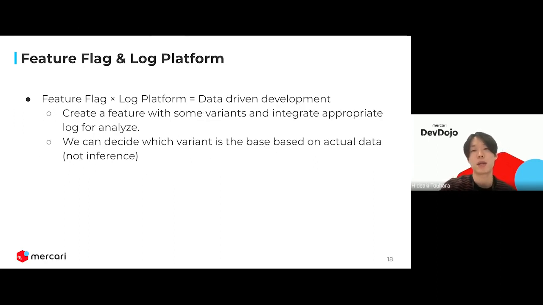And so combining these two, we are committed to a data-driven development process. So you create a feature, add some variants, and make sure that you're integrating an appropriate log for analysis. And then when we do new development, we don't decide things like, oh, this doesn't look very good, but we can actually take a look at logs and data, not just your perception, to make a decision on what features should be kept. And that is why we use these two functions.